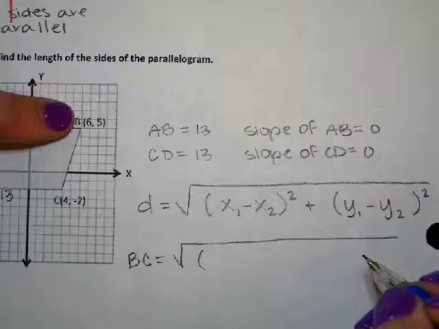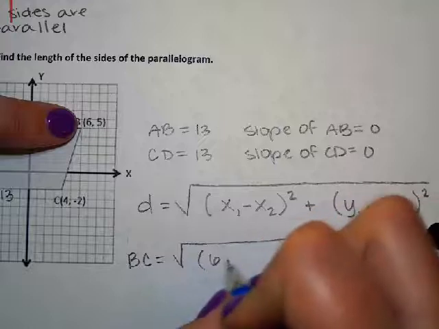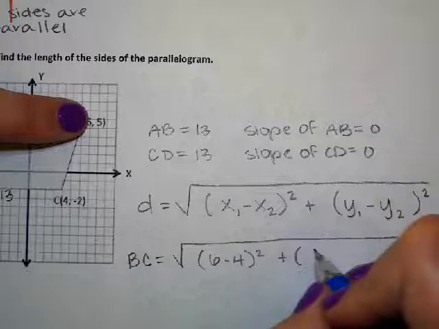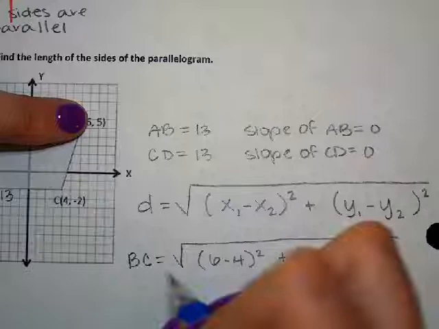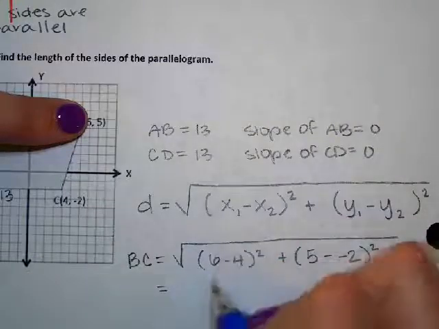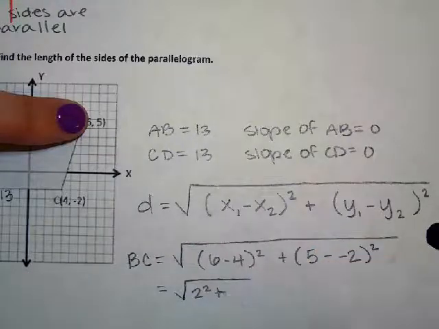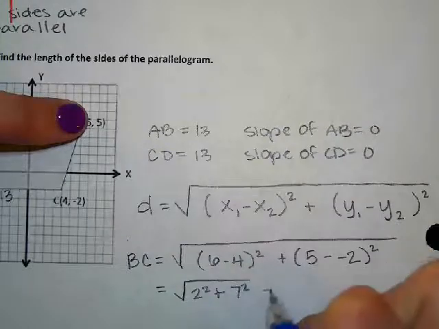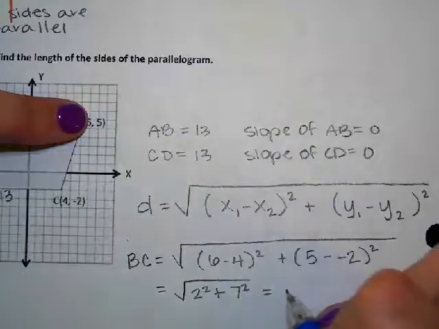Top minus bottom. Okay, so we'll do 6 minus 4 squared, and then 5 minus -2 squared. So 6 minus 4, that's 2 squared, and 7 squared. We got 4 and 49, which is 53, just square root 53, okay.